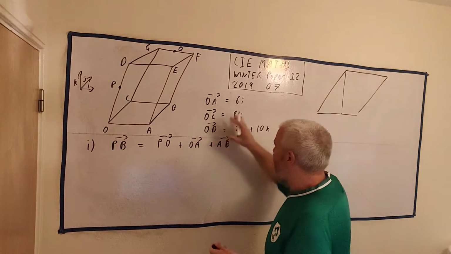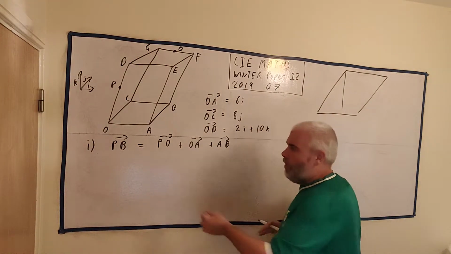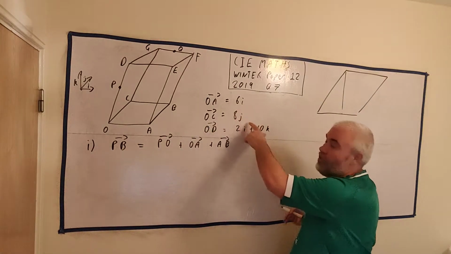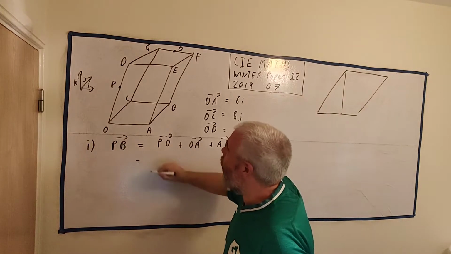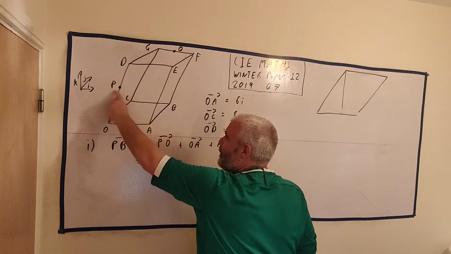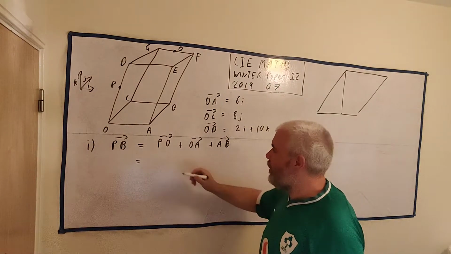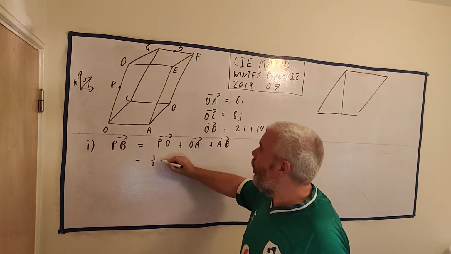So let's see, do we have numbers for all of these? Because I want to turn PB into i's, j's and k's. But I don't have them. But PO, now I don't have PO, but I know PO is half of DO.